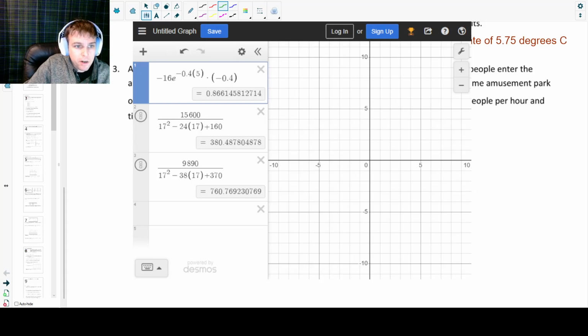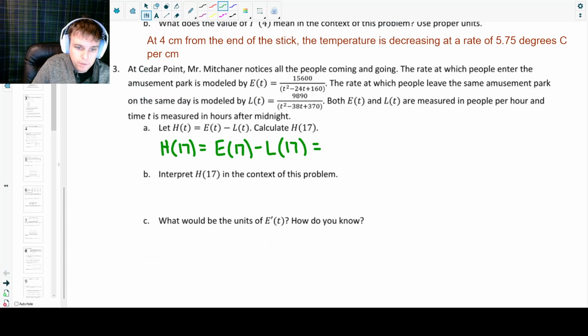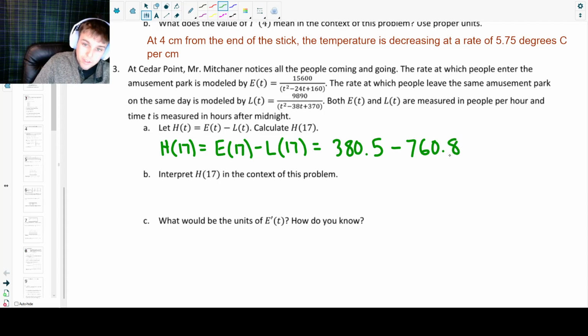And then here we have our leaving function, again evaluated at 17, and it comes out to be 760.76. Again, I'll round that to one decimal place, and we'll call that 760.8. And let's go ahead and get those off the screen and go back here. So this is 380.5, the rate at which people were entering the park, minus 760.8, the rate at which people were leaving the park.